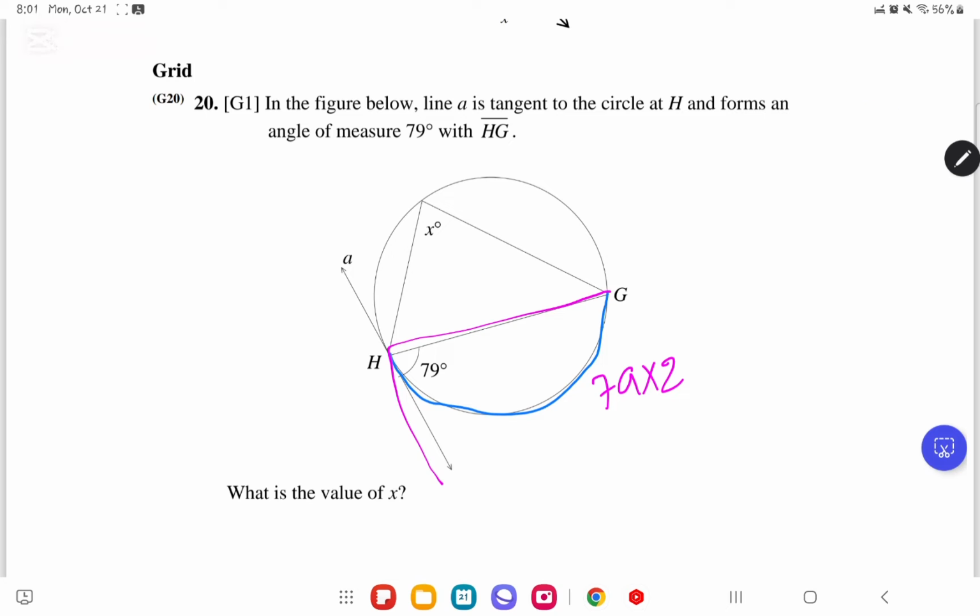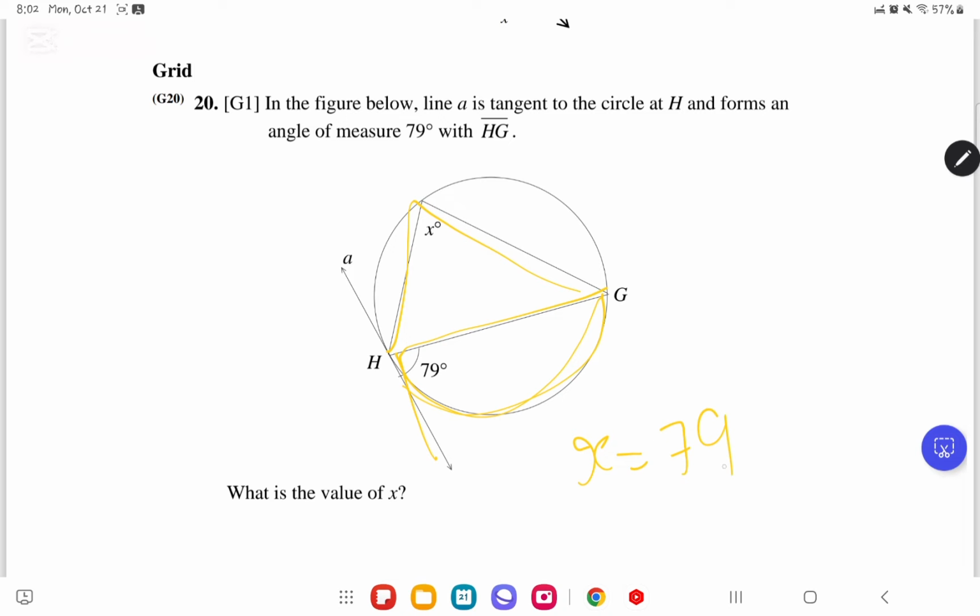But if you look really closely, you will notice that this inscribed angle as well intercepts the very same arc. So also the value of this arc will be 79 times 2. So very simply, we can say that the angle x is equal to the angle h. So the value of x is 79. Again, because they're both intercepting the same arc, they are equal to each other.